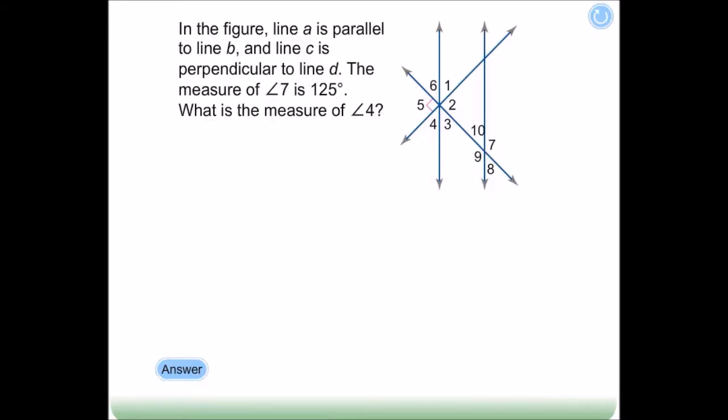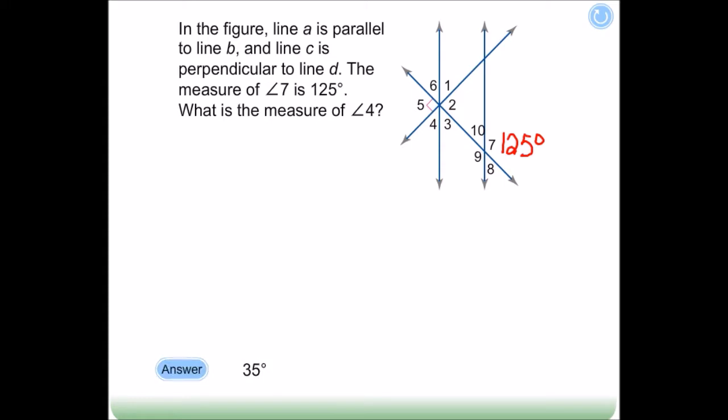In the figure, line A is parallel to line B, and line C is perpendicular to line D. The measure of angle 7 is 125 degrees. I want you to try to figure out what the measure of angle 4 is. When you're ready, please start the video again.